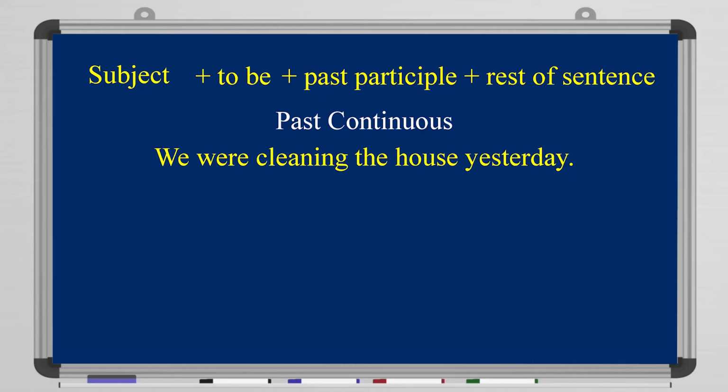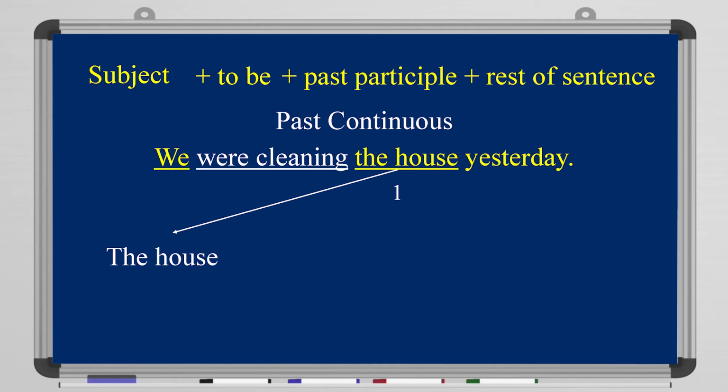Look at the other example. We were cleaning the house yesterday. You tell me what to do. I don't know what to do. You tell me what to do. Identify the subject, the verb, the object. Very good. We is the subject. Were cleaning is the verb. And the house is the object. Now what do I do? I start with the house.